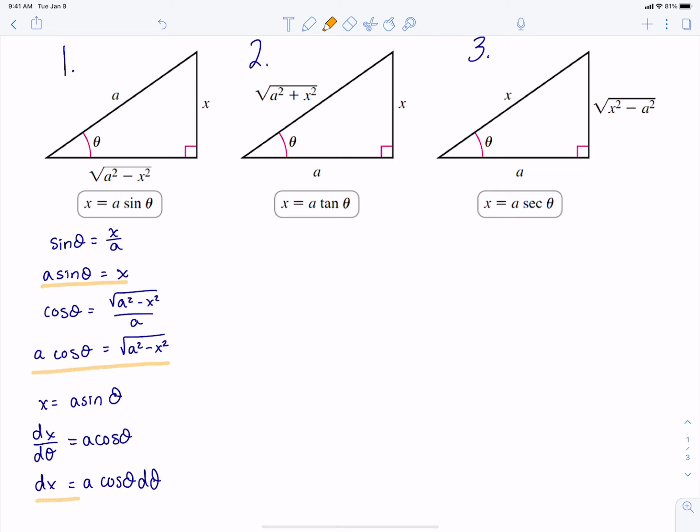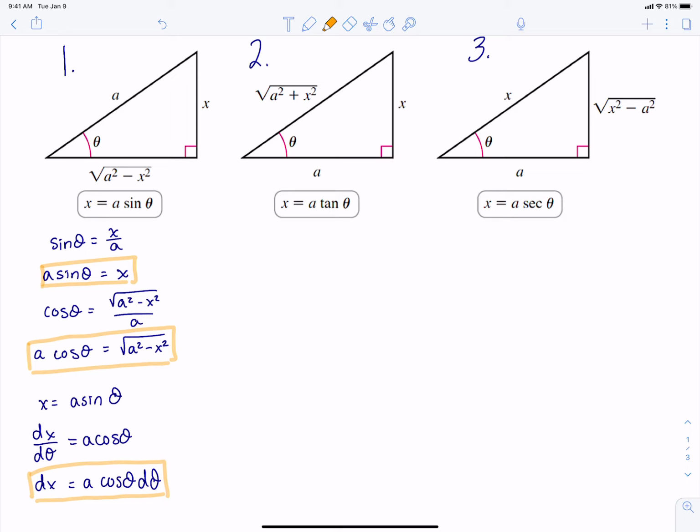So I'm going to underline these three relationships here. These are the three big relationships that we're going to use if we've got the square root of a squared minus x squared in our integral. These are the three relationships that we use to take our variable from being x to being theta instead.